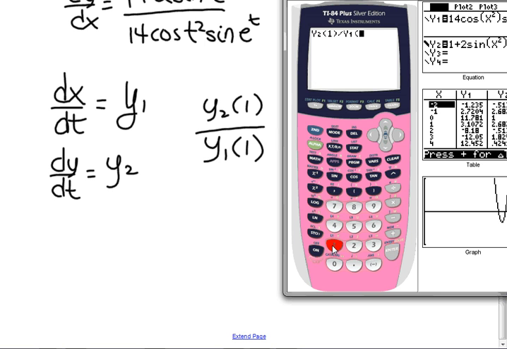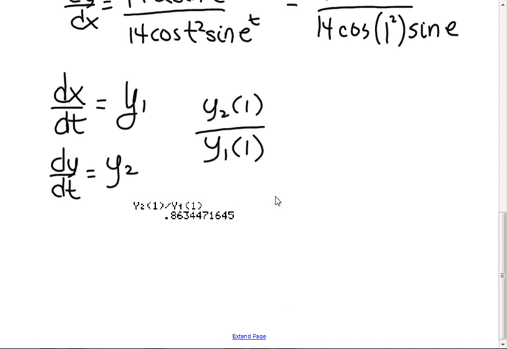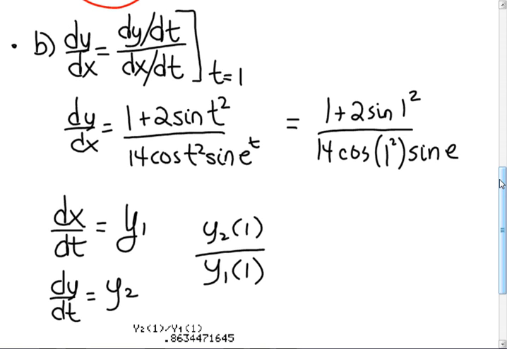This is one way to do it. There are other ways. This, I would do it this way, unless they say give us an approximation, in which case then you have to do a decimal.